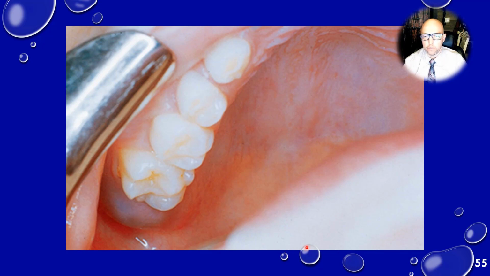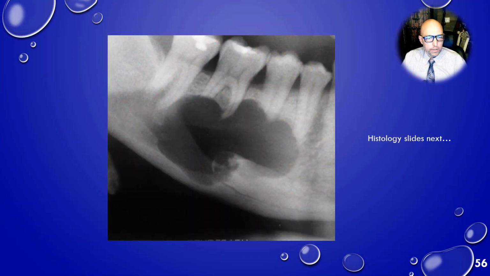Blue because it's filled with fluid, a lot of times filled with blood. These may not require treatment or a simple little incision to release the fluid can help the tooth erupt. All right, so I'll show you this one.